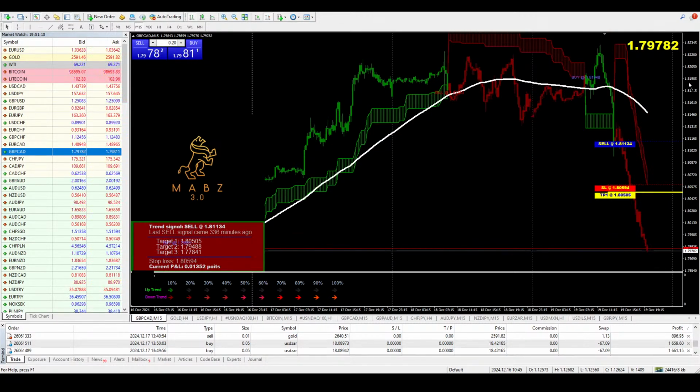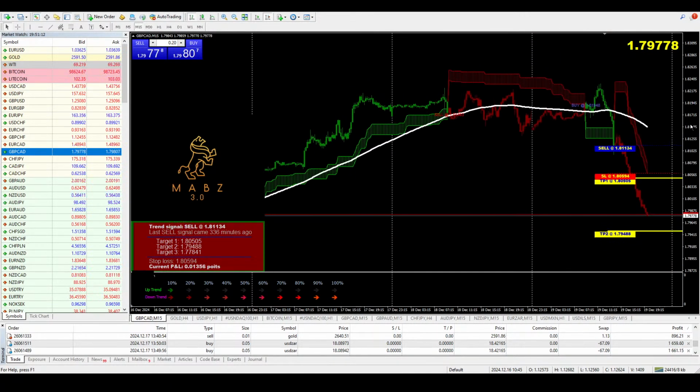Oh, this one looks nice. GBP CAD, guys. GBP CAD. You guys can see under the 100 period moving average, right? Indicating that this is a bearish market. You guys can see that, right? And then the volatility meter is above 100%. I mean, 70%. You guys see that? So that validates this signal right here.